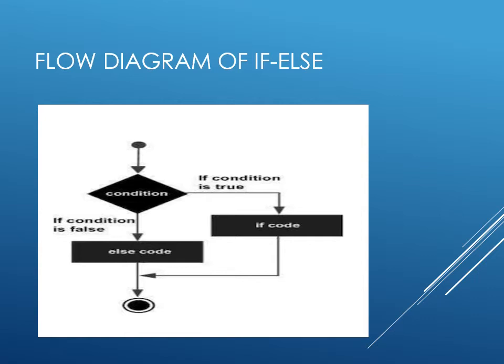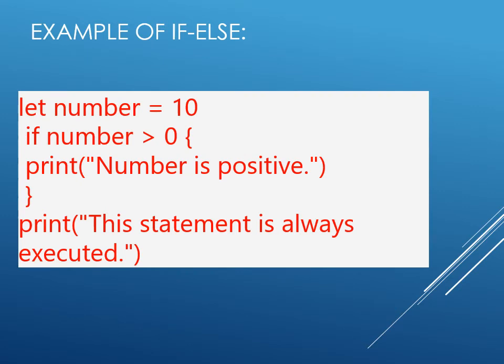But if this condition is false, the control will go to the else code, this one, and it will execute the else part, and this will end this program. So from this diagram, now this is an example of if else, right?